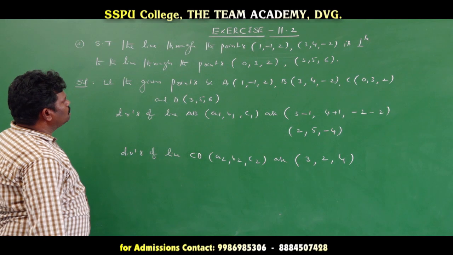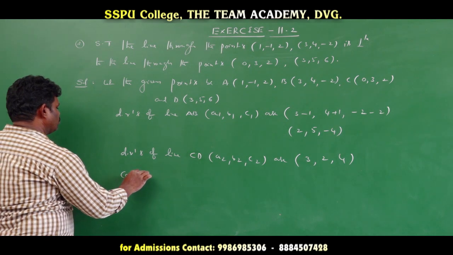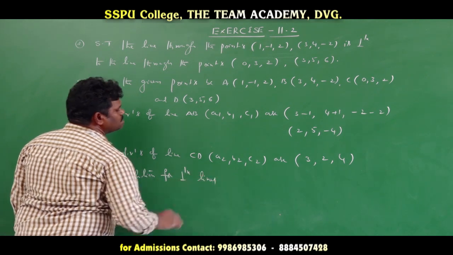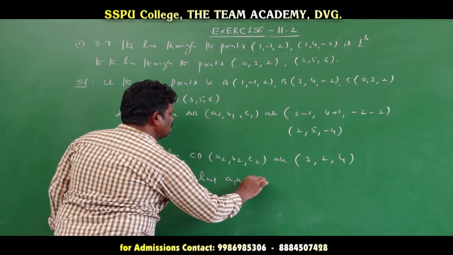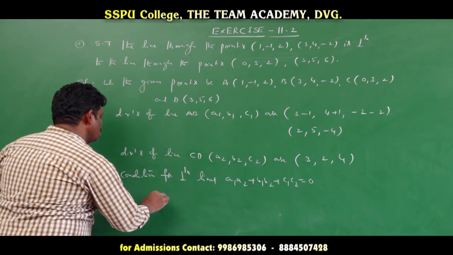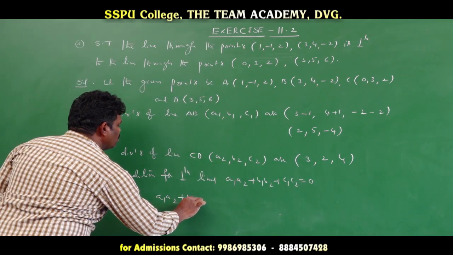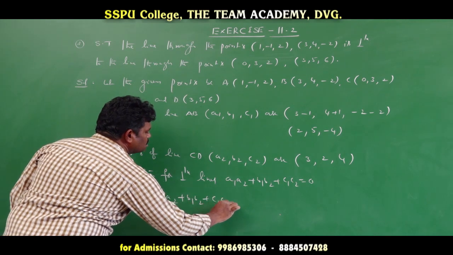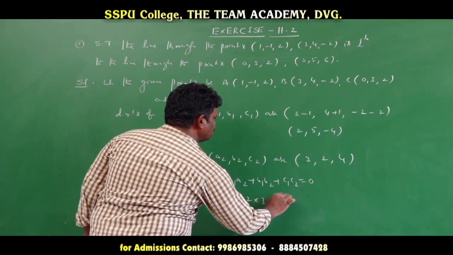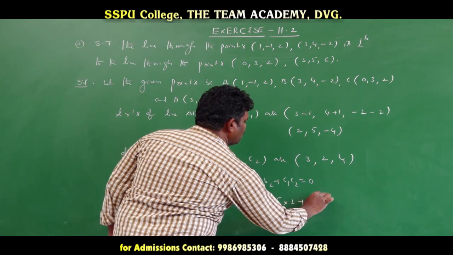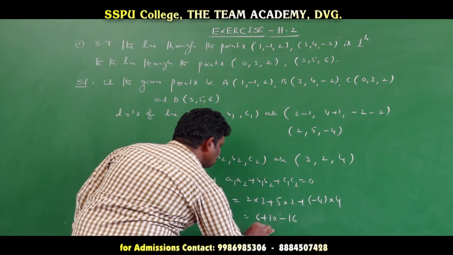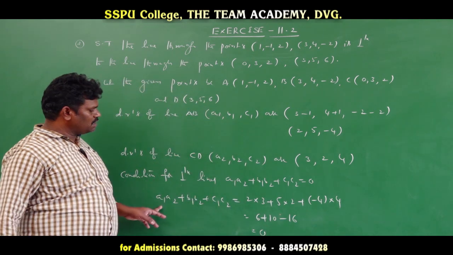Next, the condition for perpendicular lines: A1 A2 plus B1 B2 plus C1 C2 is equal to 0. Now let us verify this: 2 into 3 plus 5 into 2 plus minus 4 into 4, that is 6 plus 10 minus 16, which is equal to 0. Here the condition is equal to 0.